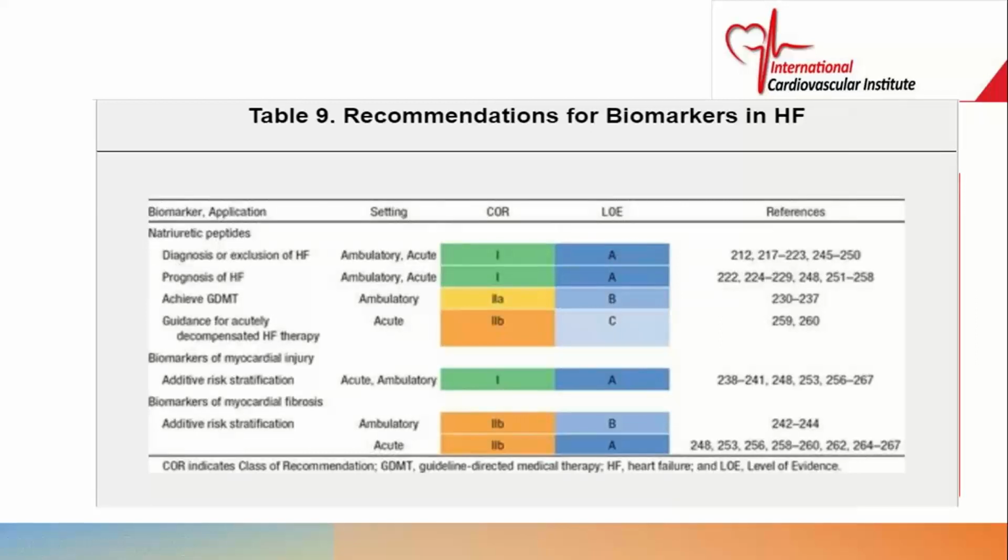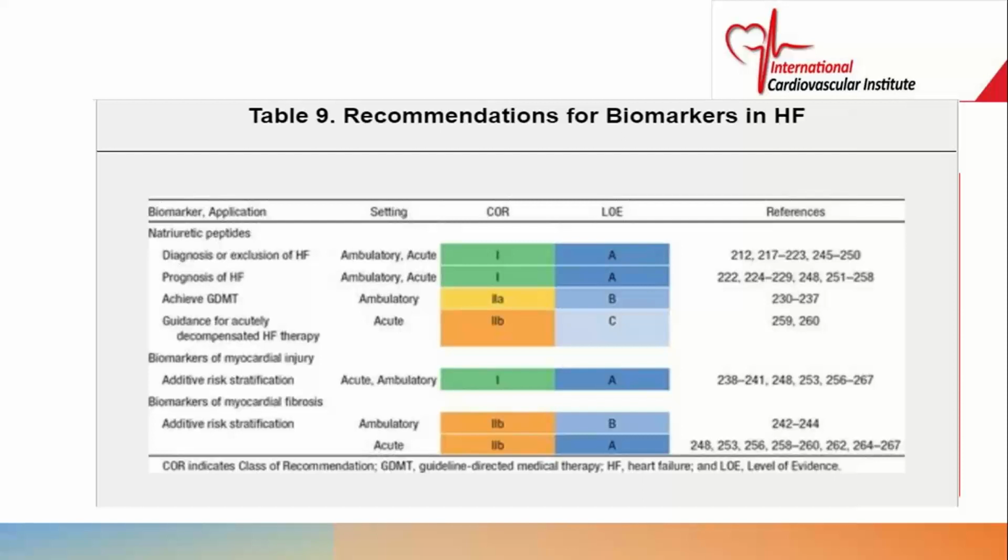All right, so the recommendations for biomarkers in heart failure, okay? Again, class 1: the patient comes with shortness of breath, it is a class 1 indication, okay? So whether the patient is ambulatory or the patient is admitted, class 1. Whether you're going to use it to follow the patient now, it may be a class 2A or a class 2B, but to help you make the assessment of heart failure, it's a class 1 indication.